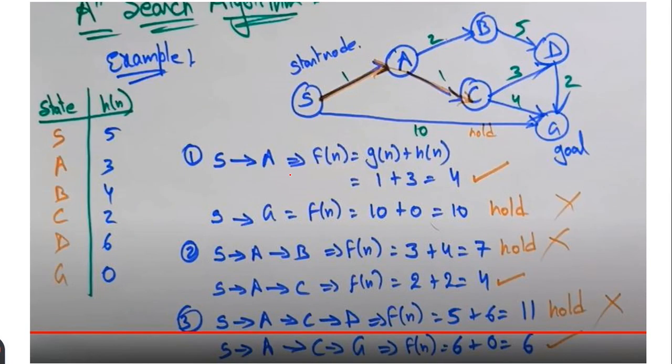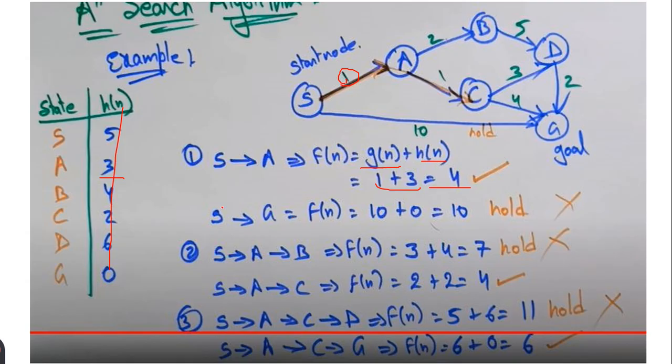Okay, you can see the values. First we can see the h of n and you can see the g of n. Let us consider going from the start state to the goal state. I have to reach the goal state. From S I can go to A as well as G. So I have to find the values. First, f of n is equal to g of n plus h of n. What is g of n? The value is 1 here, and the h of n value for A is 3. So the total, 1 plus 3, is 4.